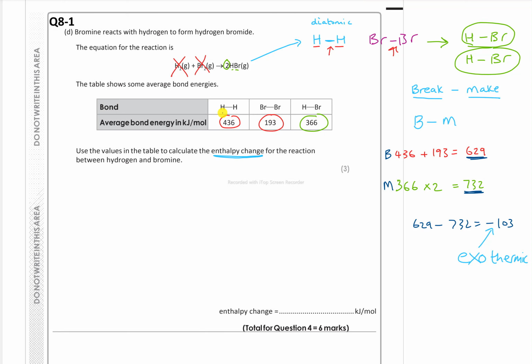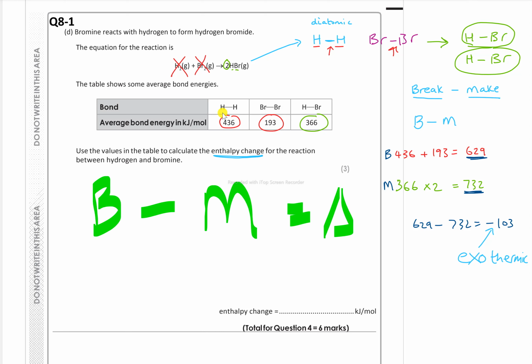Right, break. The lesson from this is break minus make is the change in enthalpy, delta H. Break minus make, break minus make. Alphabetical order, B and M. B and M.